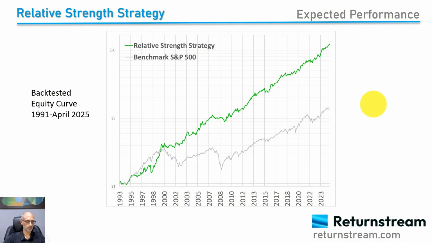And here's the equity curve of the strategy compared to the benchmark S&P 500. Green line is the strategy. We can see that it's a lot more linear, higher in magnitude, and lower in volatility than the benchmark.